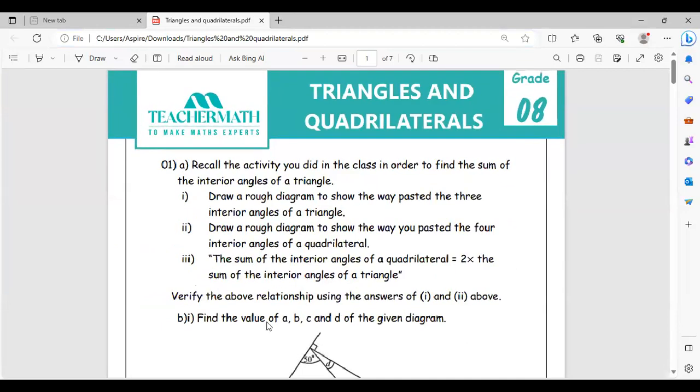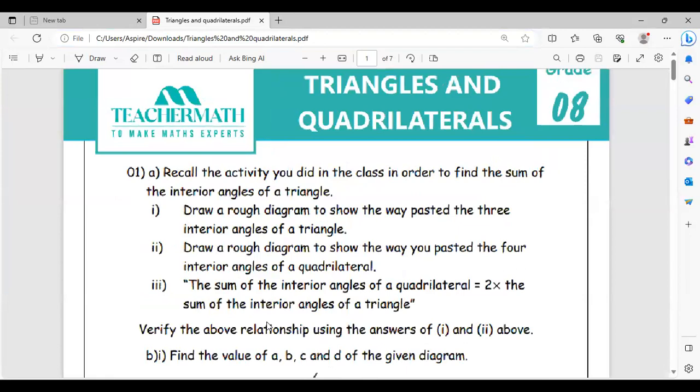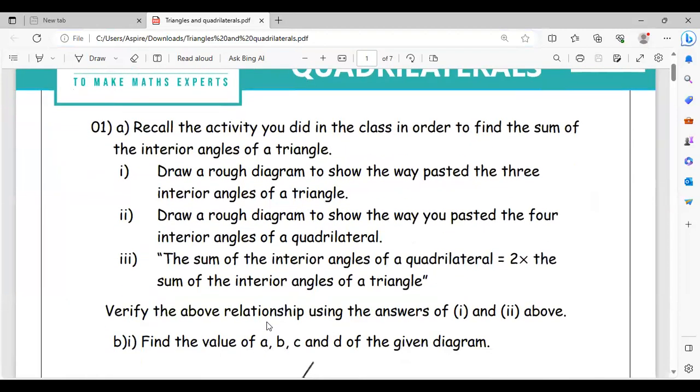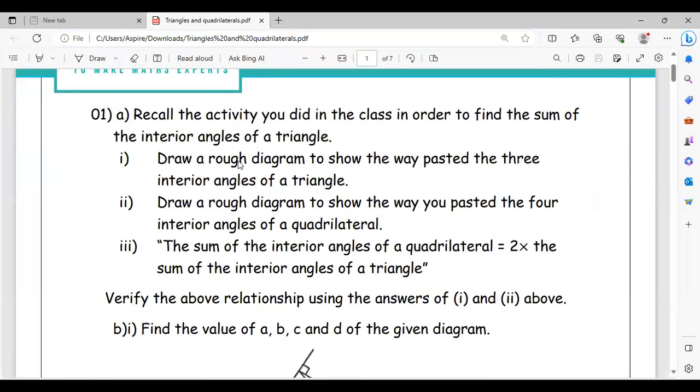First question is given. Recall the activity you did in the class in order to find the sum of the interior angles of a triangle. Draw a rough diagram to show the way you pasted the three interior angles of a triangle. Can you remember this one?